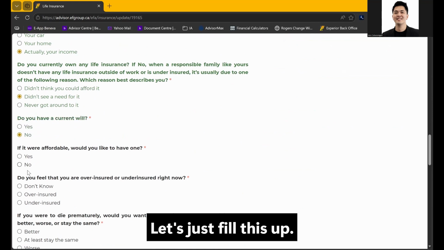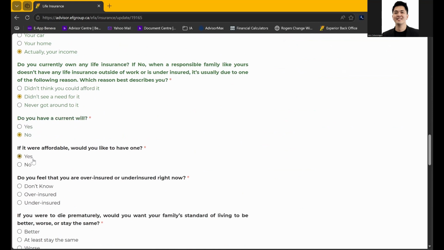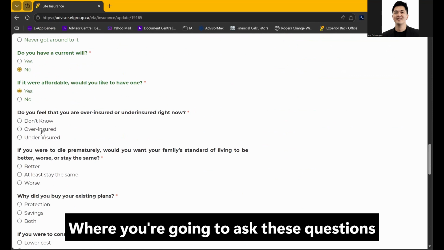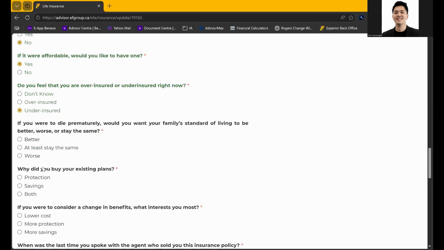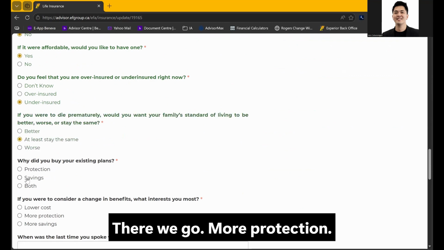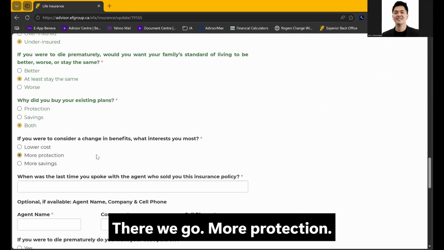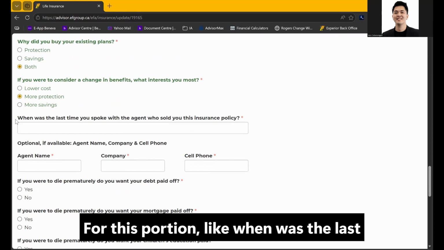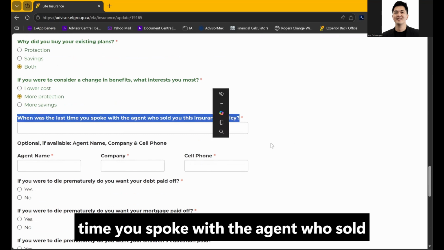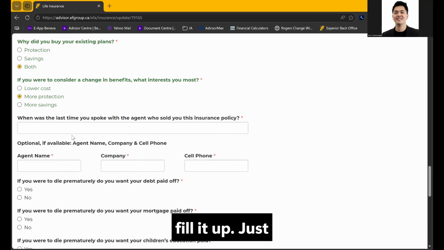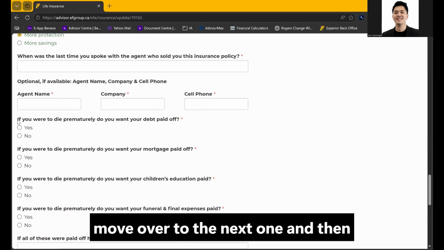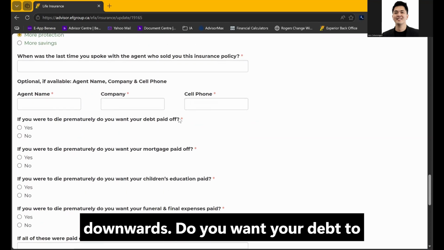Let's just fill this up where you're going to ask these questions to the client, and let's say it's predetermined already. There we go. More protection. For this portion, like when was the last time you spoke with the agent who sold you the insurance policy? And then optional. These two, you don't have to fill it up. Just move over to the next one and then downwards.